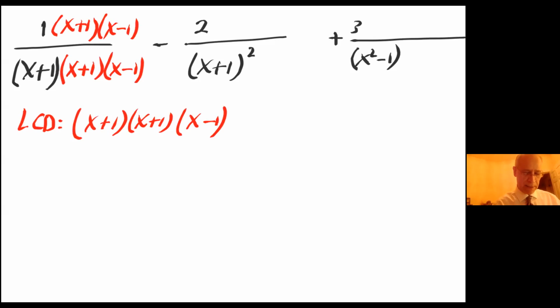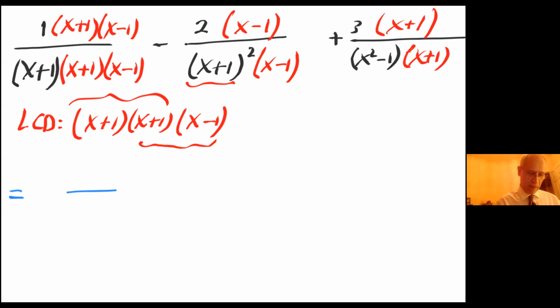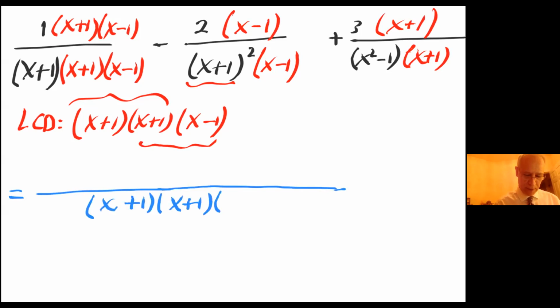The second one has both of these right here, so what's lacking is x minus 1. And the third one has x plus 1, x minus 1, so I need another x plus 1, x plus 1. As you can see, these are not hard. We just have to be very careful with them. We have to be a good bookkeeper, so to speak. So this equals my LCD of x plus 1, x plus 1, x minus 1.